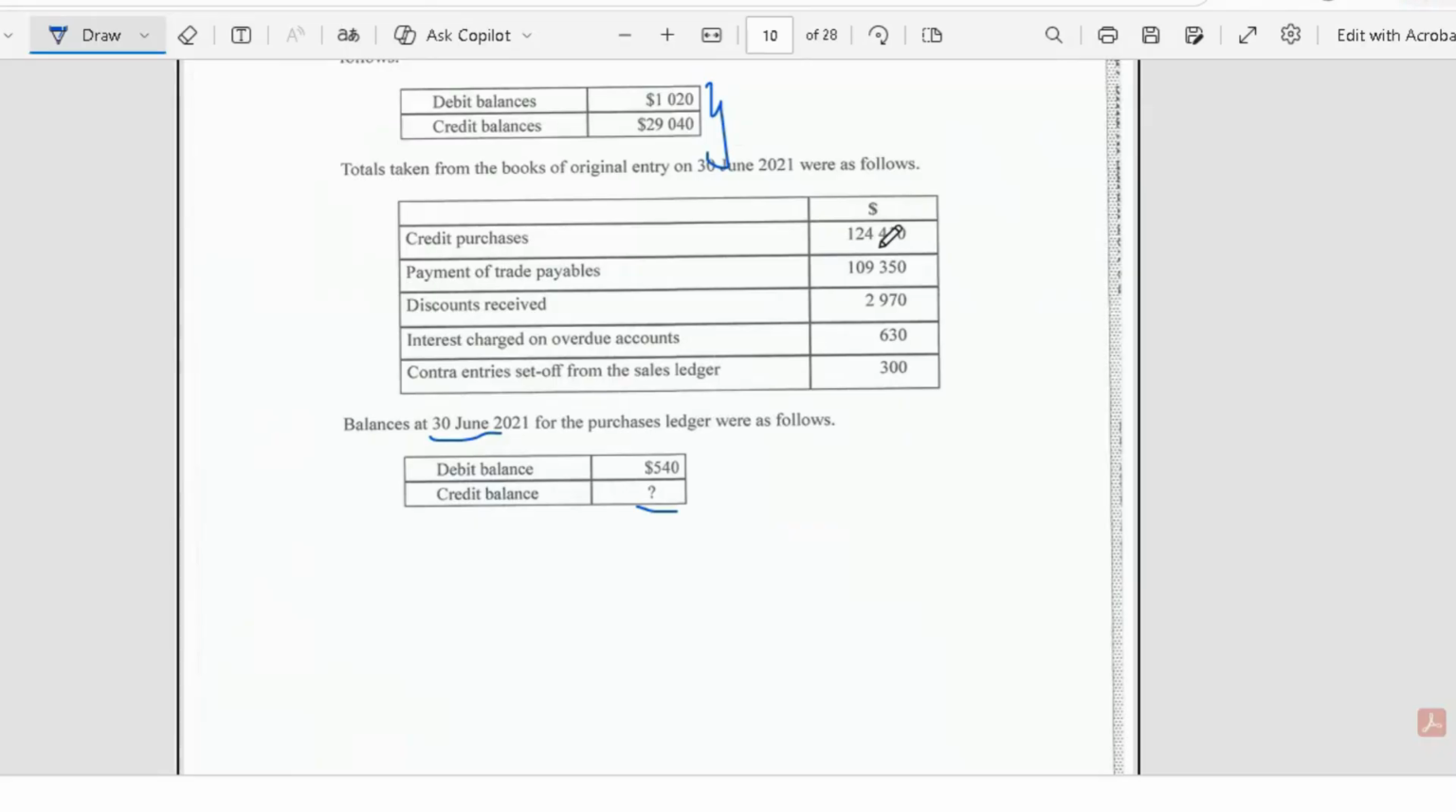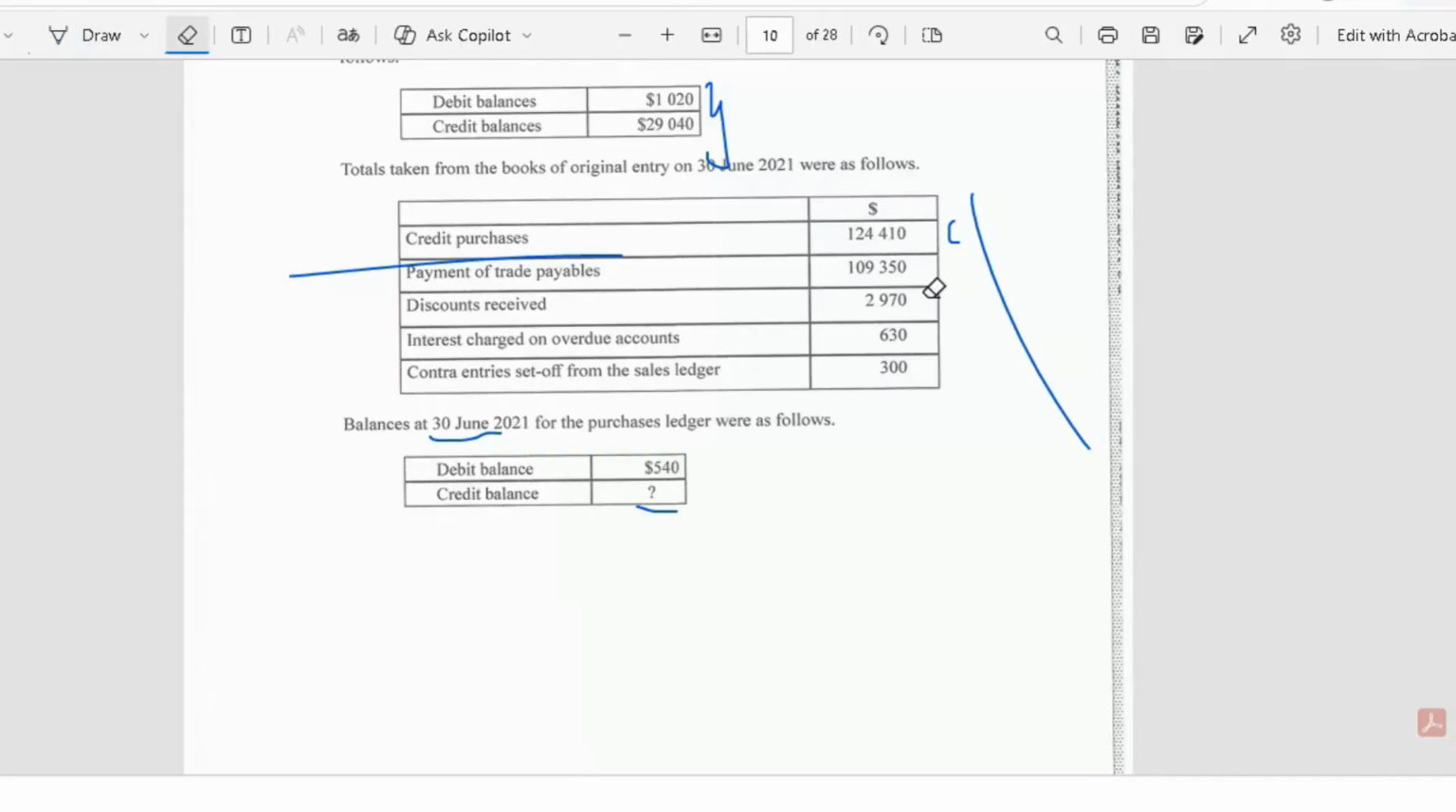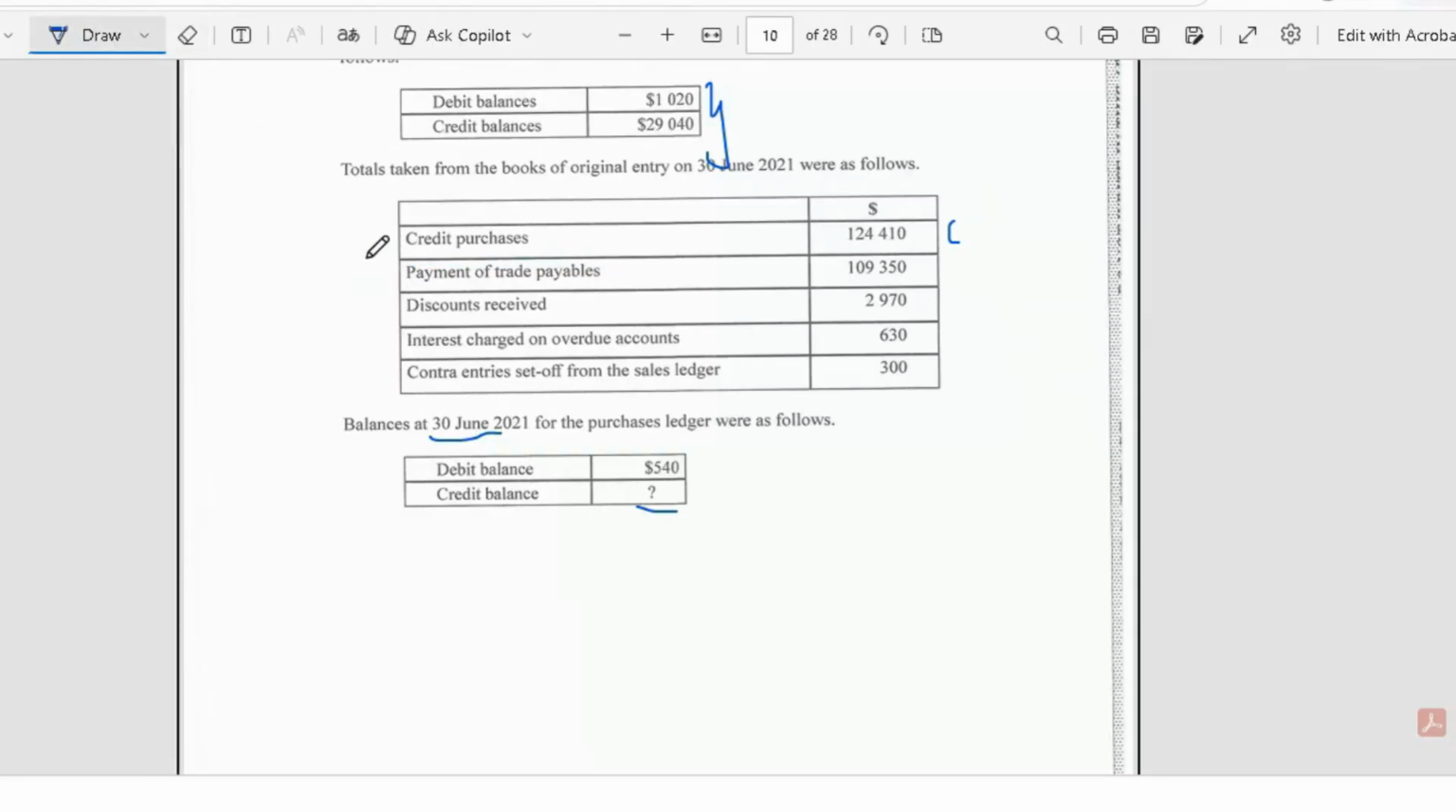We have credit purchases. This goes on our credit side because this increases our creditors account. Payment of trade payables goes on our debit side. So I'm just going to write them beside it and then you'll see how I put it in the table. Discounts received, debit. Interest charged on overdue accounts, credit. Contra entry set off from the sales ledger, debit.